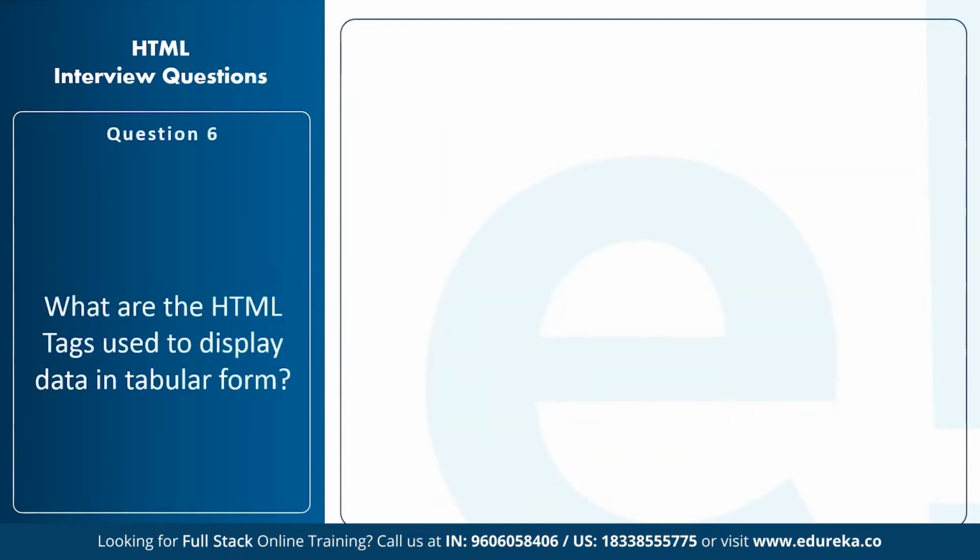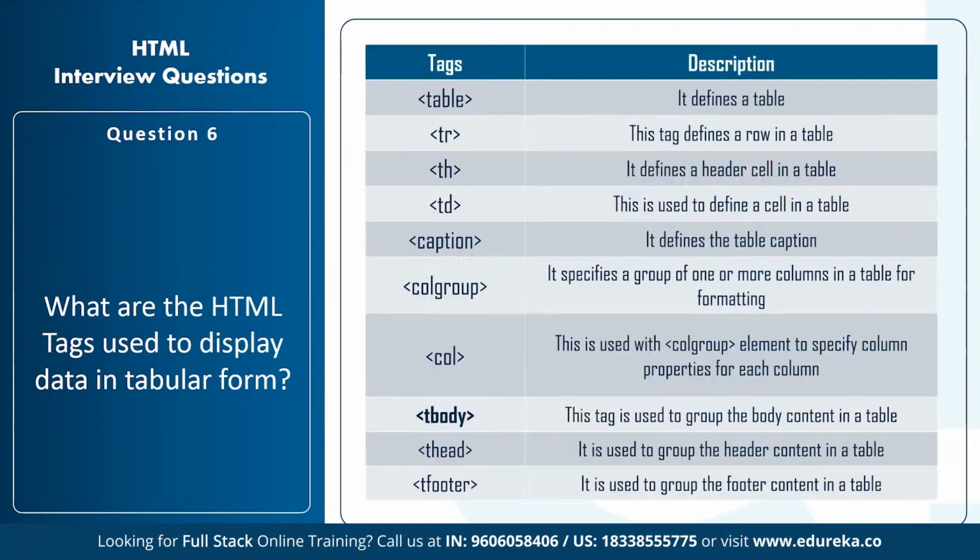What are the HTML tags used to display the data in the tabular form? So there are various tags that we can use while building our table in HTML. Let's have a look at the list of tags that we use to display data in the tabular form. First, we have the table tag. This is the main tag that will define your table.